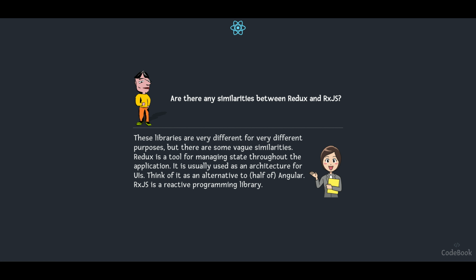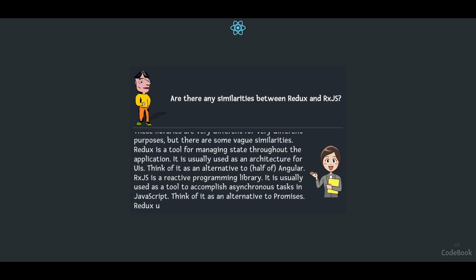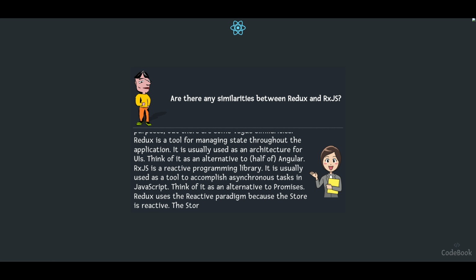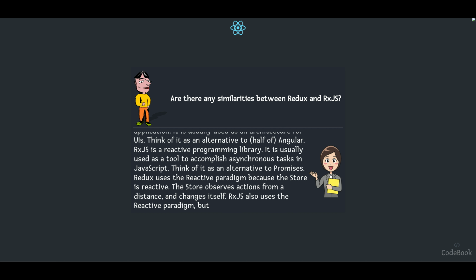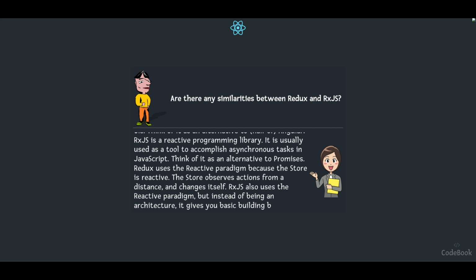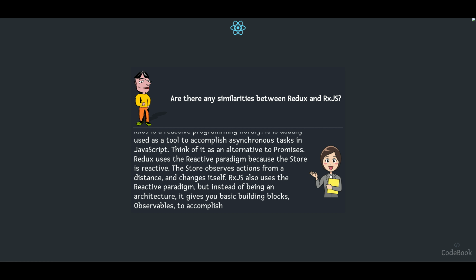RxJS is a reactive programming library. It is usually used as a tool to accomplish asynchronous tasks in JavaScript. Think of it as an alternative to promises. Redux uses the reactive paradigm because the store is reactive. The store observes actions from a distance, and changes itself. RxJS also uses the reactive paradigm, but instead of being an architecture, it gives you basic building blocks, observables, to accomplish this pattern.